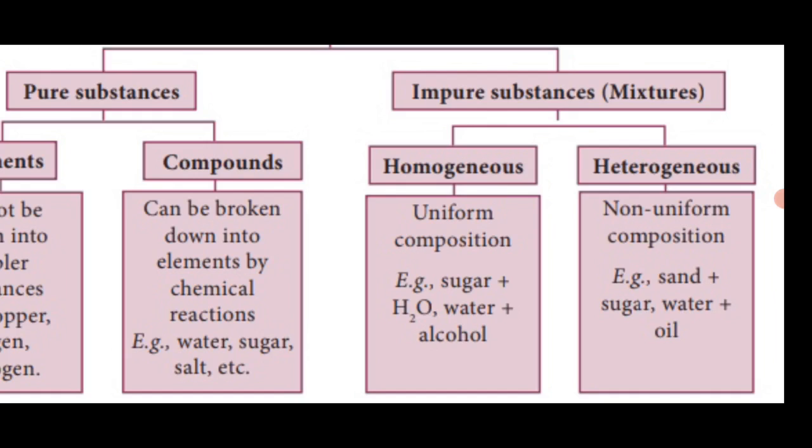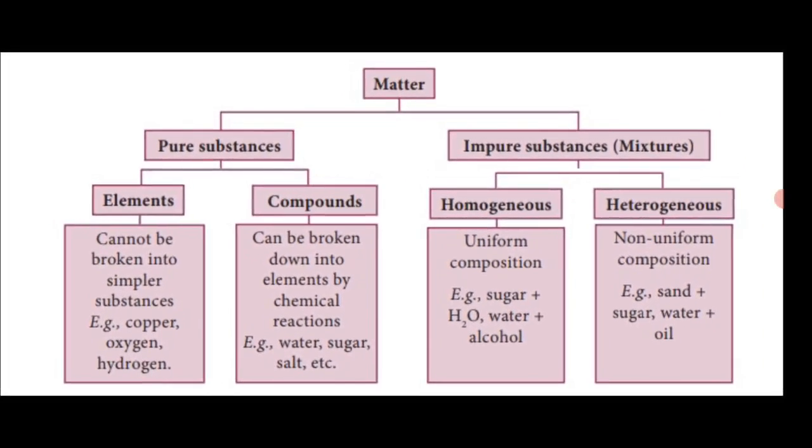This is the classification of mixture, further classified into two types: one is homogeneous mixture, another one is heterogeneous mixture. The homogeneous mixture is present in uniform composition. The heterogeneous mixture contains non-uniform composition. These are the classification of matter. This is the chemical composition of matter.